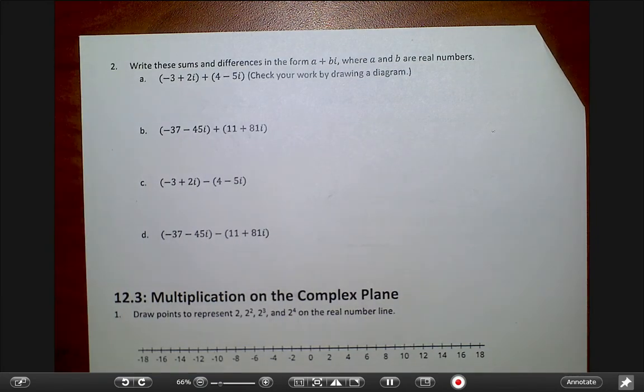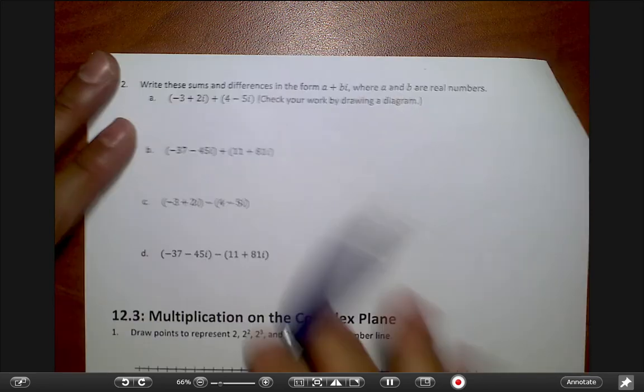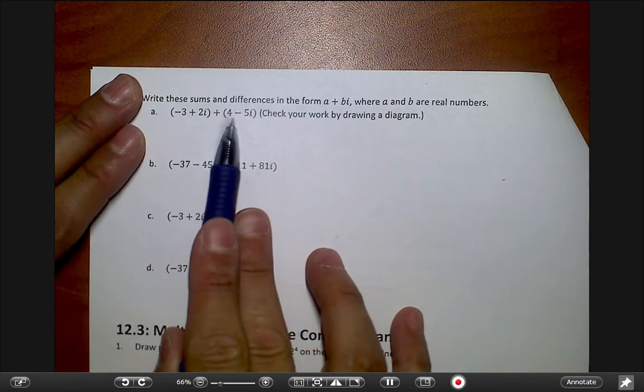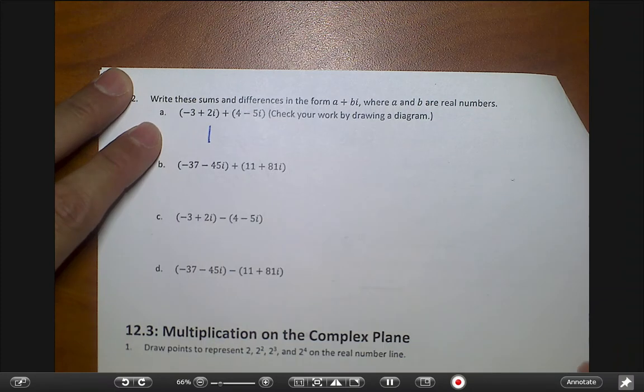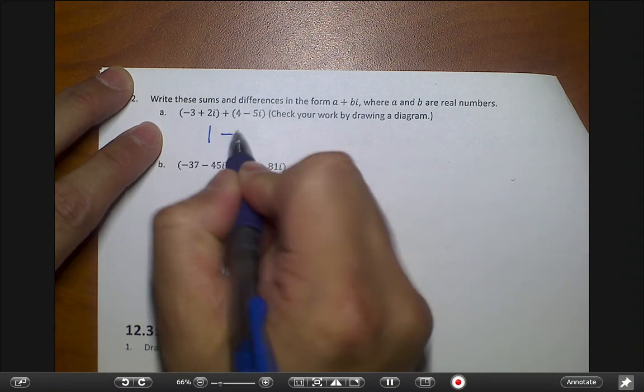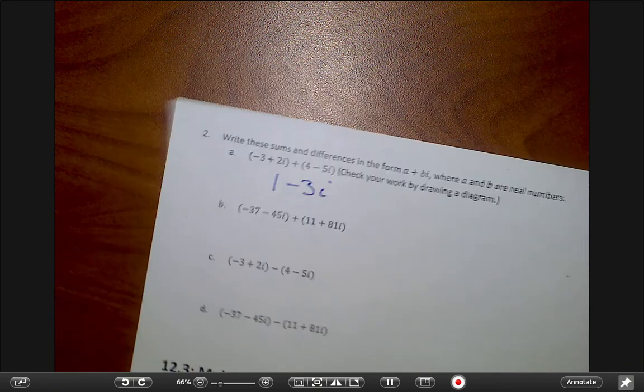It says, write these sums and differences in the form a plus bi, where a and b are real numbers. Okay, so we could check our work by doing a diagram. We're going to use the diagram on the other side to redo these ones right here, so you don't need to do another graph. So let's see. What's the real going to be? Positive 1, right? And what's the imaginary? Minus 3i. Okay. So now let's do a diagram on it.